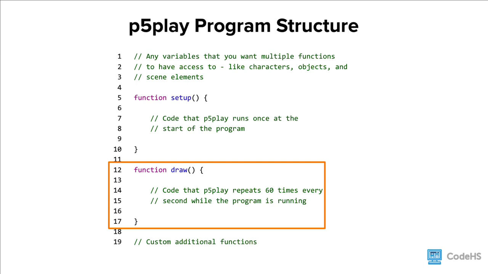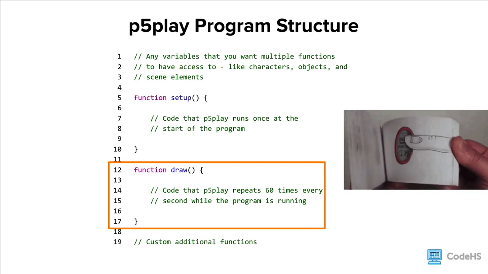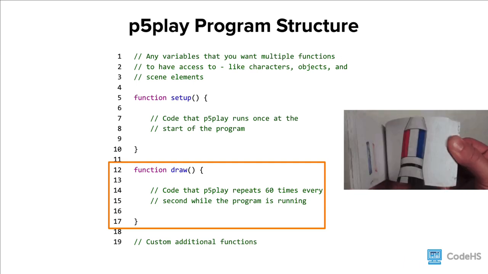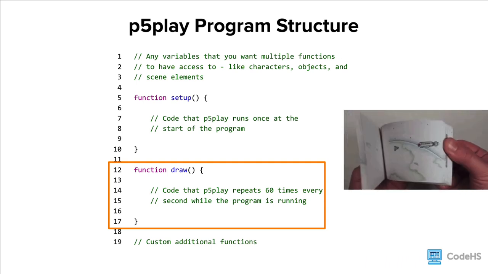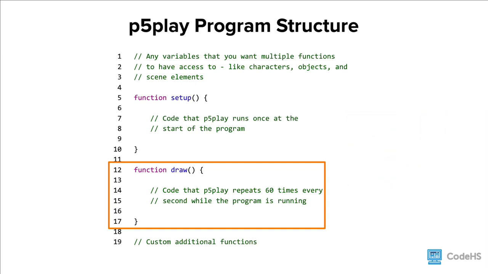The P5 Play draw function runs automatically after the setup function and then repeats 60 times every second while the program is running. Think of it as a flip book, where each page in the book is a frame. It's flipping through 60 pages every second to create the animation. That's fast. This function is where you'll put code that you want run continuously in the program.